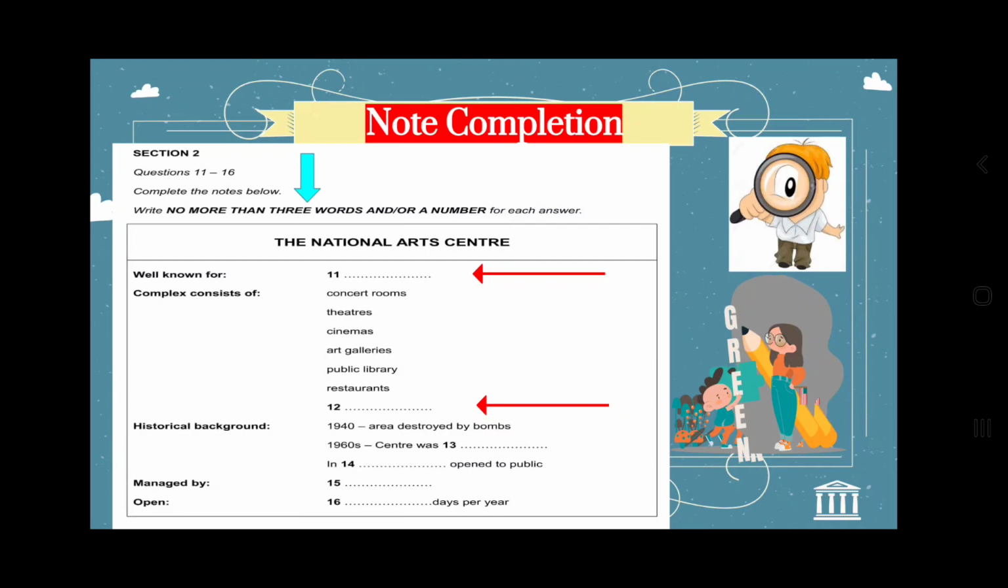And then in blank opened to public, obviously it should be "in" something to do with a year, or probably an era, but a year would be very likely, so we're looking for a number here mostly. And managed by, obviously a person, and then opened blah blah blah days per year, so it should be again a number. How many days is it open a year?